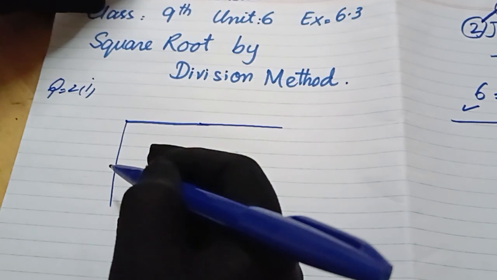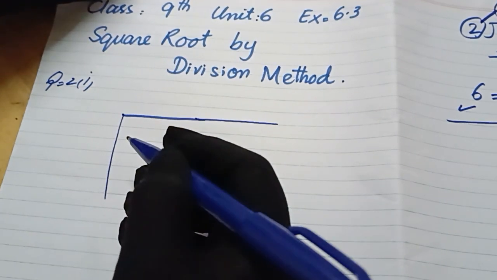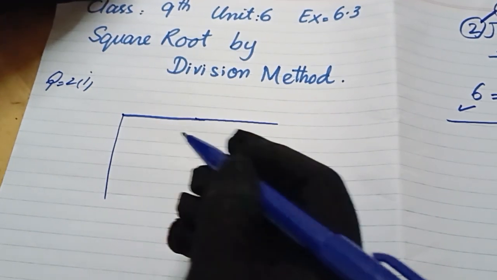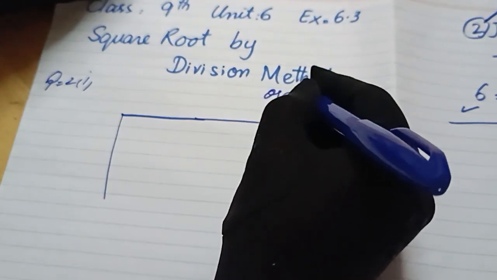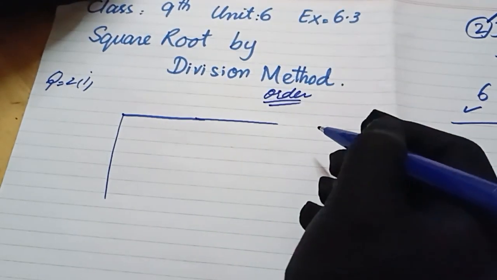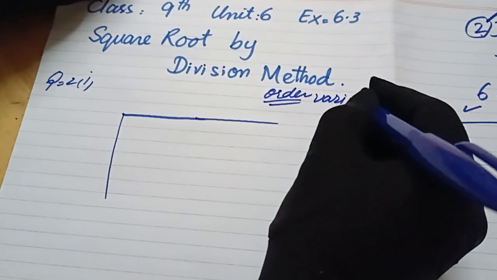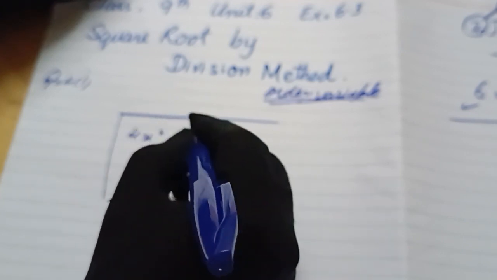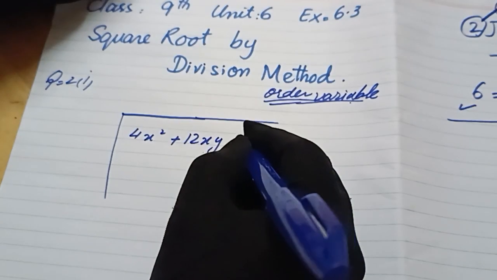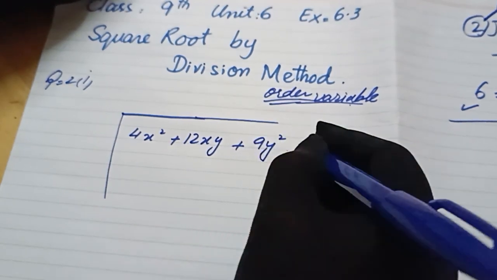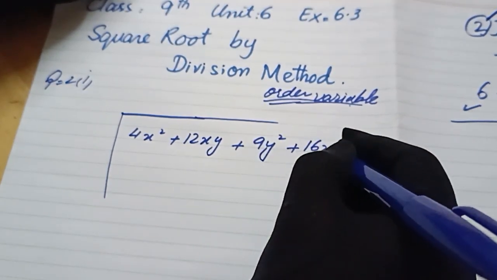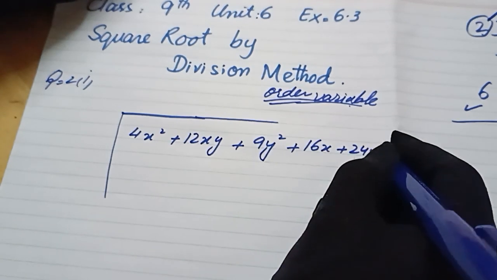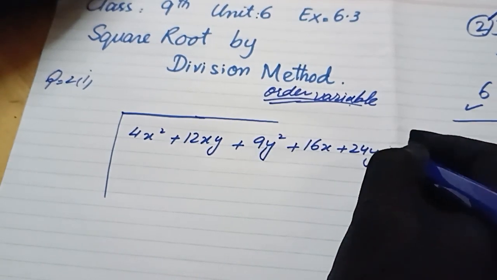I'm writing directly inside that one. But before writing the question, again I'm telling you that you have to check the order of the variable. It must be in the proper order form. So the question I'm writing is 4x square plus 12xy plus 9y square plus 16x plus 24y plus 16.